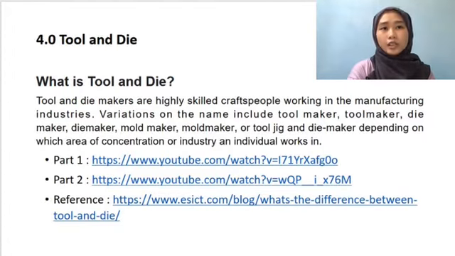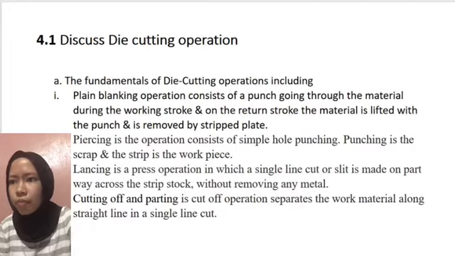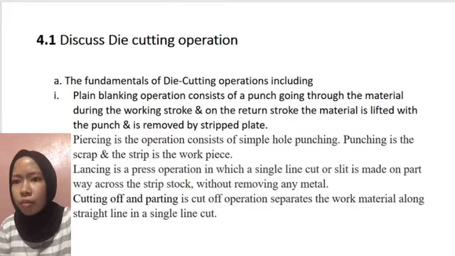4.1 Discuss die cutting operation. The fundamentals of die cutting operation include plain blanking. The operation consists of a punch going through the material during the working stroke, and on the return stroke the material is left with the punch and it is removed by a stripper blade.